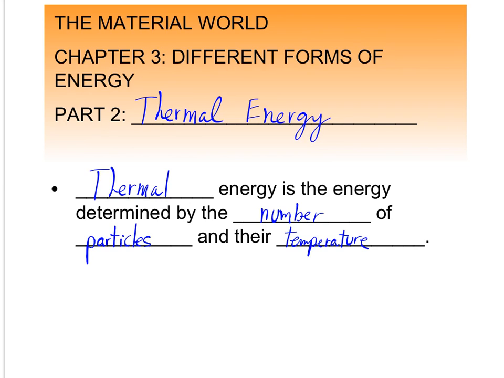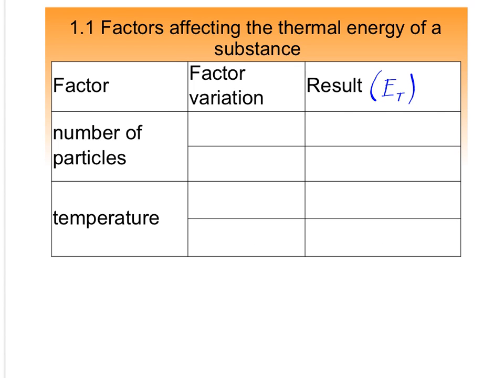But for now, the definition for thermal energy is that thermal energy is the energy determined by the number of particles and their temperature. So if we want to determine the thermal energy present in a certain system, we can look at the number of particles making that system and the temperature of that system.